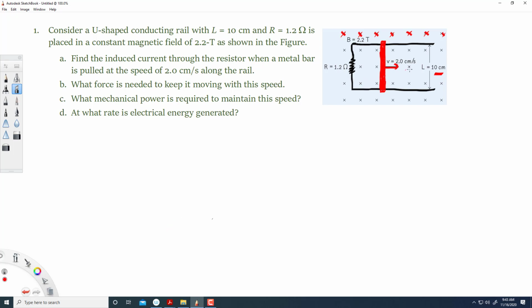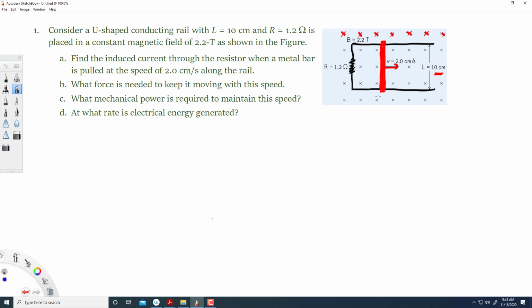So when we pull this to the right, because this is a conductor, this will produce EMF, it will produce Hall effect, or it would produce motional EMF.